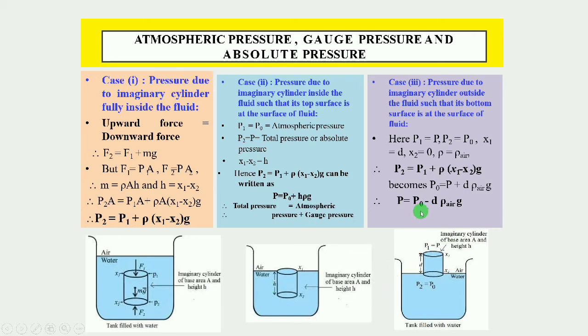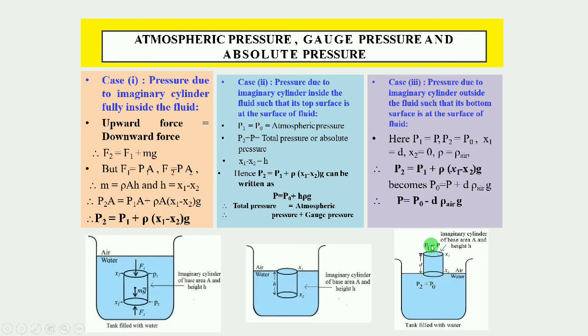Now in the third case, suppose you want to determine pressure at distance d from the surface of the liquid. So you will again consider an imaginary cylinder whose bottom is at the surface of the liquid and whose top is at the distance d from the surface of the liquid, where you want to determine the pressure. Again, the height of the imaginary cylinder here will be d actually. x1 minus x2 you can write as d here.